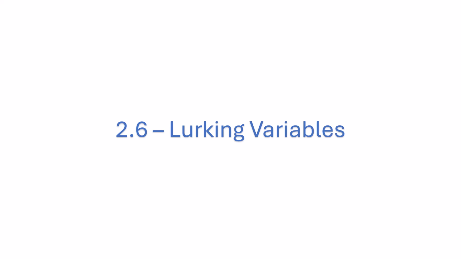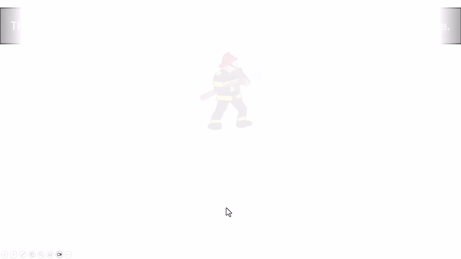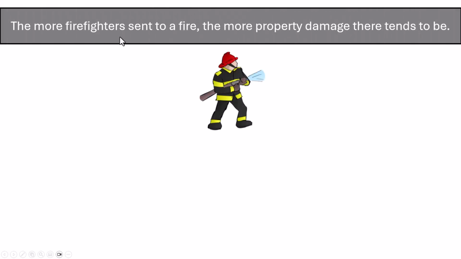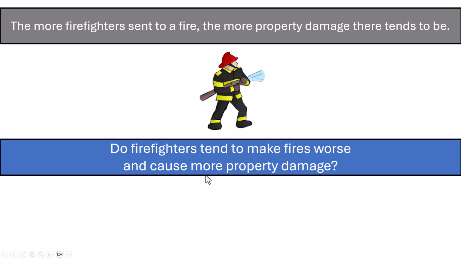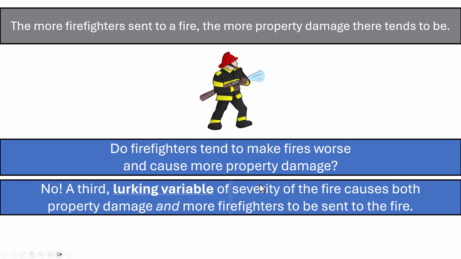Okay, I think the best way to introduce the idea of lurking variables is just to look at an example. Let's say that we have observed that the more firefighters that we send to a fire, the more property damage there tends to be. Well, one conclusion you could draw from this observation is that firefighters are tending to make the fire worse and cause more property damage. But is this the case? No, of course not. There is a third, what we might call lurking variable, of how severe the fire is, that's causing both the property damage and for more firefighters to be sent to the fire.